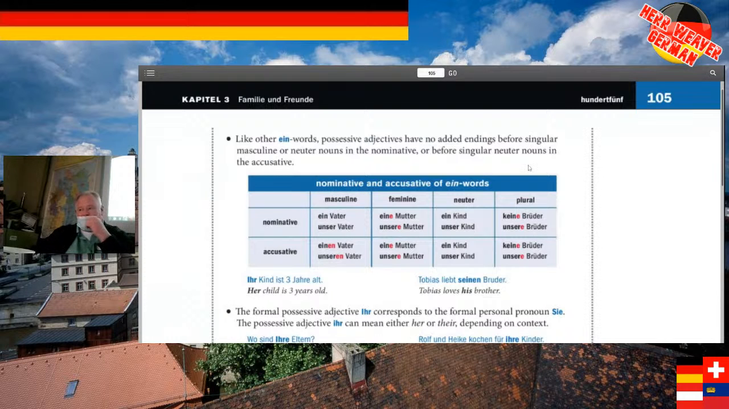Now, neuter words, what do they do both times, in both situations? You see any red letters here? So we don't add anything, right? Mein, dein, ihr, euer, unser, whatever it is. Just don't put an ending on the end.